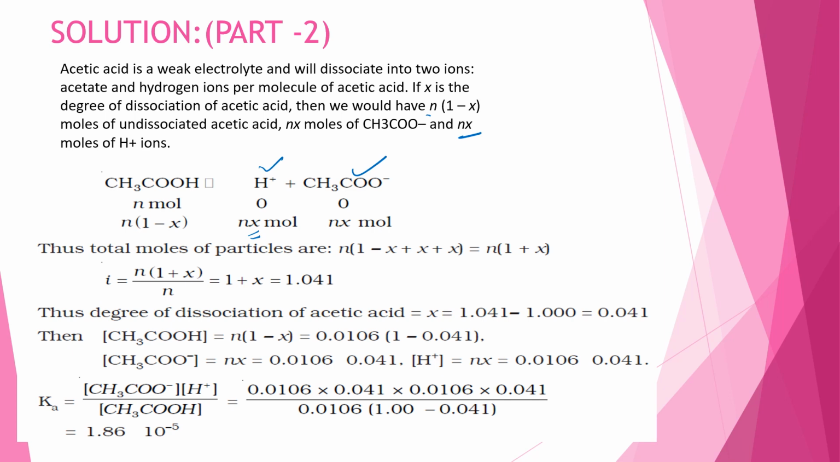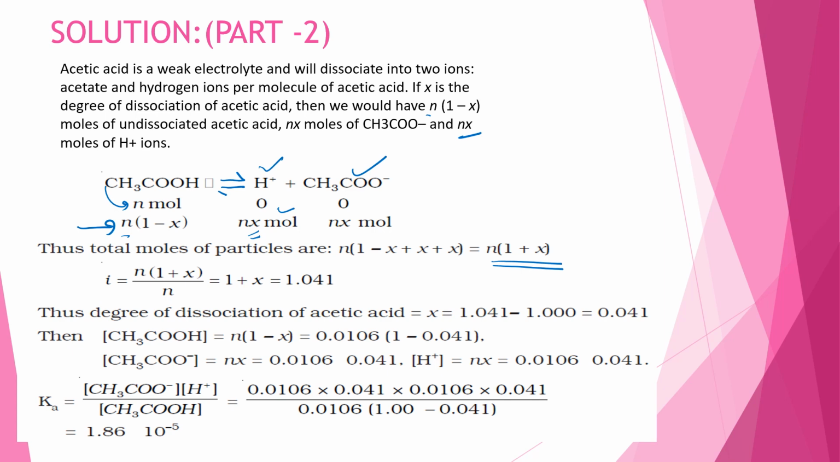So when the acetic acid is full, that is n moles, in the beginning of the reaction, there will be zero moles of H plus ions and zero moles of acetate ions. But when the reaction proceeds, suppose nx moles of H plus ions are formed and nx moles of acetate ions are formed. So the acetic acid left is n into 1 minus x. So the total moles of particles is n into 1 minus x plus x plus x, which is equal to n into 1 plus x.